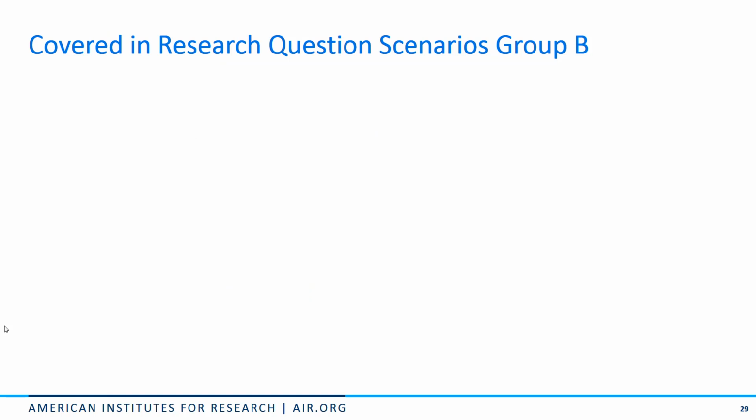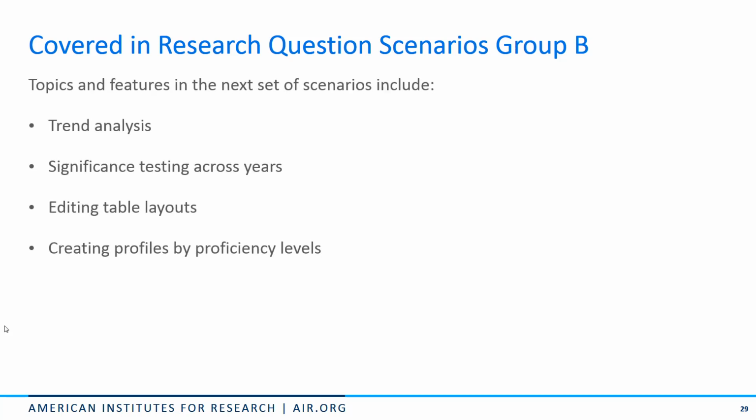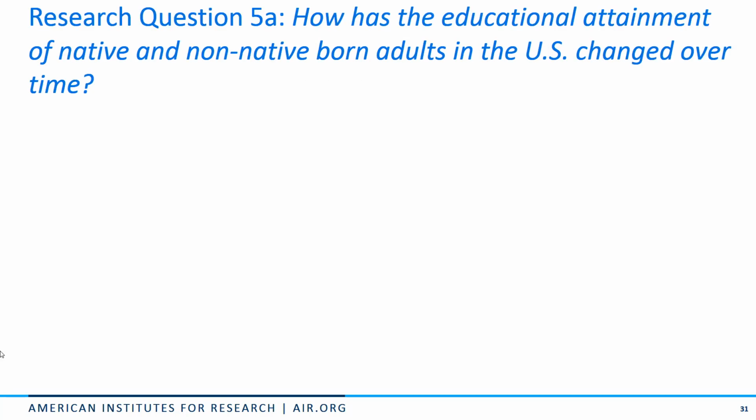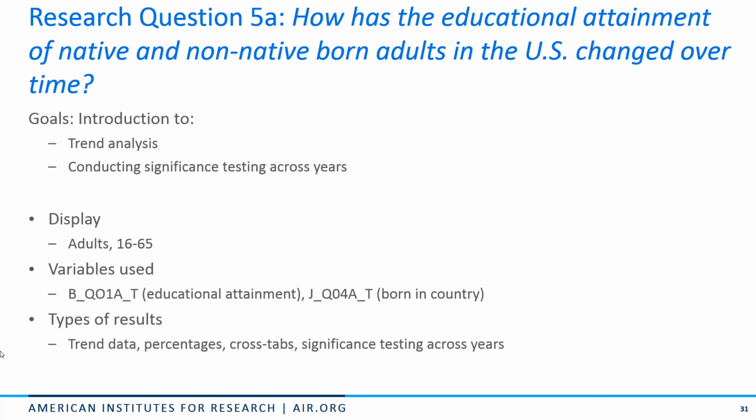The next part, Group B of the PIAAC IDE Training Research Question Scenarios, covers topics such as trend analysis, significance testing across years, editing table layouts, and creating profiles within proficiency levels. The goals of this scenario are to introduce trend analysis in the IDE and conduct significance testing across years. The specific research question is, how has the educational attainment of native and non-native born adults in the U.S. changed over time?